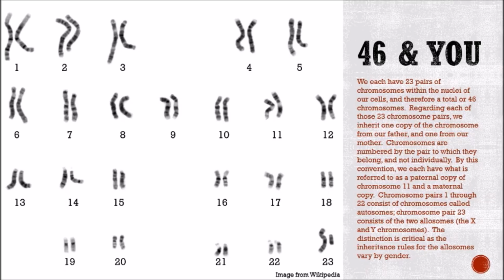is a male gets a Y from his father, and that's why he's a male, whereas a female will get an X from both the father and the mother. That's the fundamental difference between the allosomes and the autosomes.